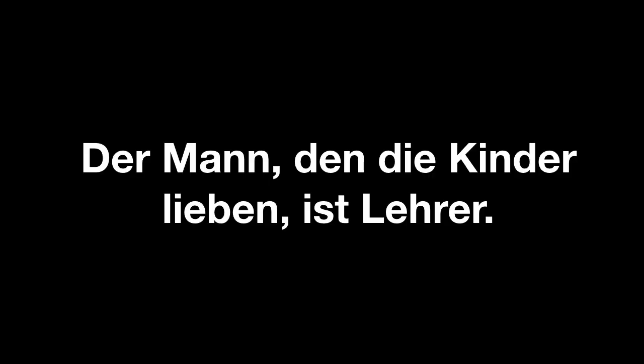One more. Der Mann, den die Kinder lieben, ist Lehrer. So you've got den, die in a row, but the first den is whom, right? The man whom the children love is a teacher. Ja? Der Mann, den die Kinder lieben. So the first of the two is the whom. Der Mann, den die Kinder lieben. The man who the children love.